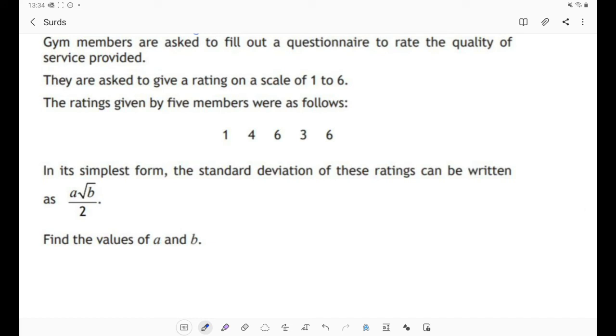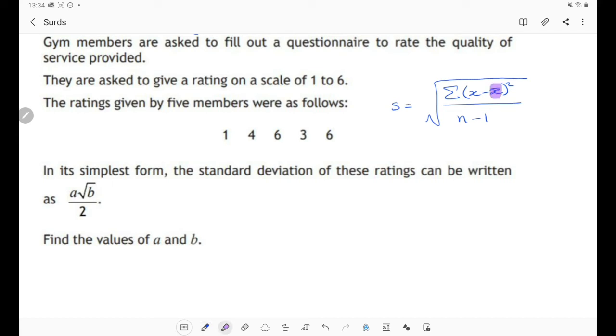Here we have standard deviation. Now the formula for standard deviation is the square root of the sum of x minus x bar squared all over n minus 1. All the information you need to do the question is in there.